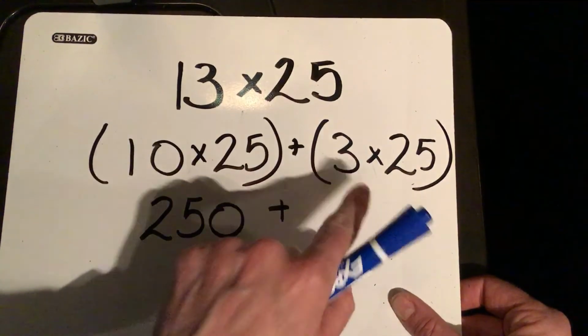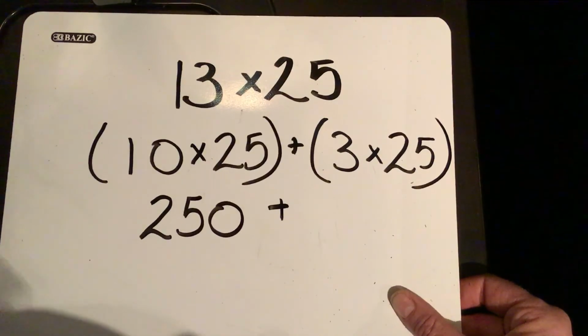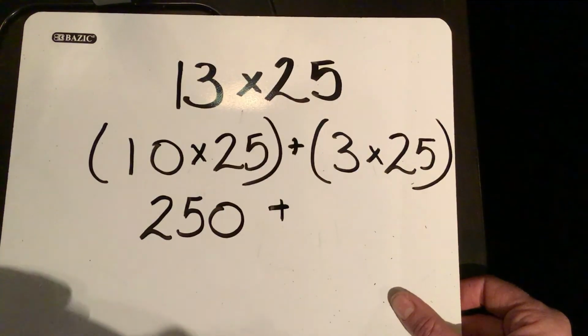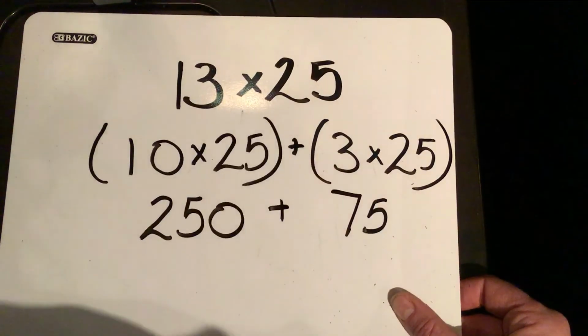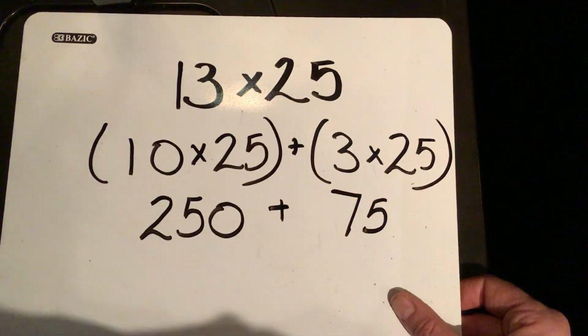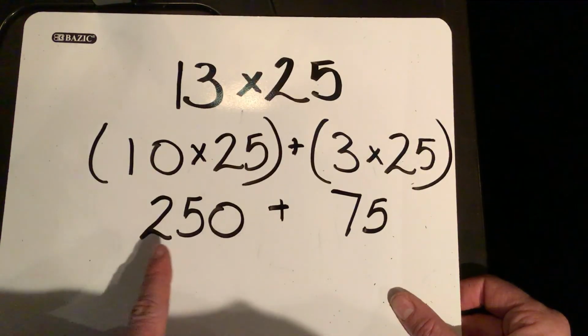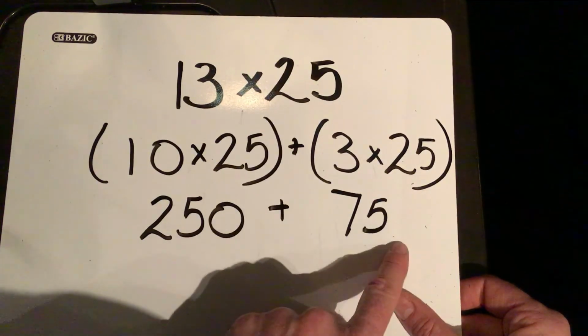Then I ask myself, what's 3 times 25? So I think about money, I think about quarters. If I have 3 quarters, how much is that? Well, it's 75. And then I mentally add it together. So I might break down this in my head mentally and go, what's 250 plus 50 plus 25?